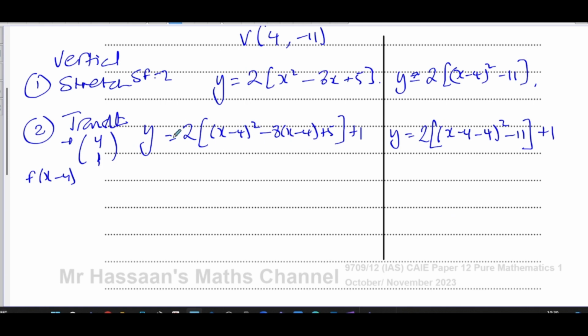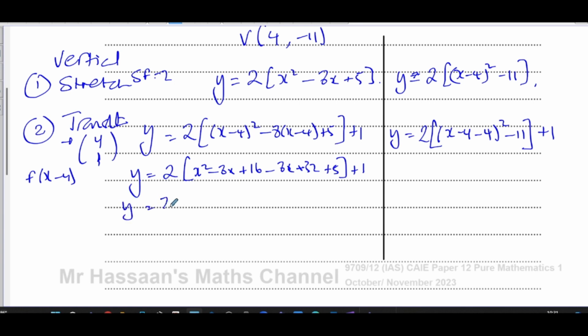Okay, so now let's expand and simplify this and see what we get. And it should be exactly the same as we get there. So you can do it either way. There's 2 alternative ways we can do it. So this is y equals 2 times, this is going to be x squared minus 8x plus 16 minus 8x plus 32, plus 5, and then outside the bracket plus 1.